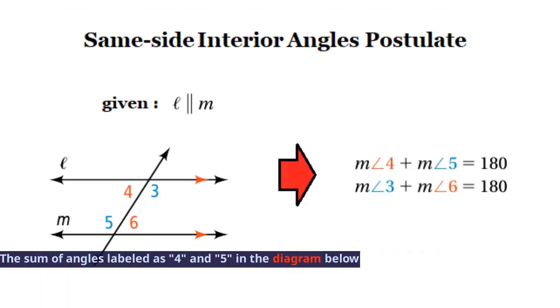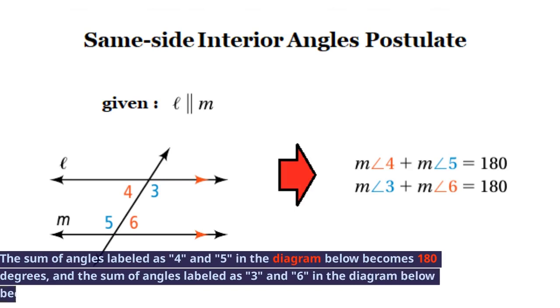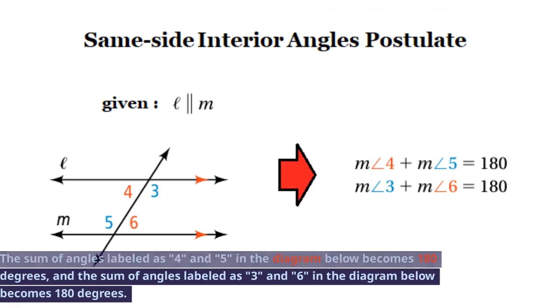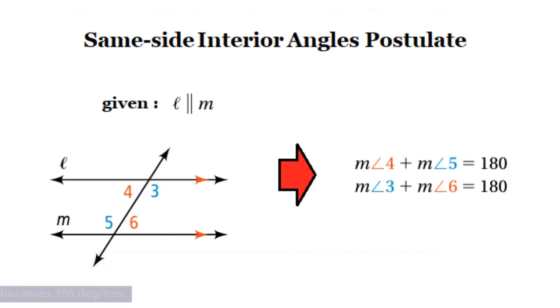The sum of angles labeled as 4 and 5 in the diagram below becomes 180 degrees, and the sum of angles labeled as 3 and 6 in the diagram below becomes 180 degrees.